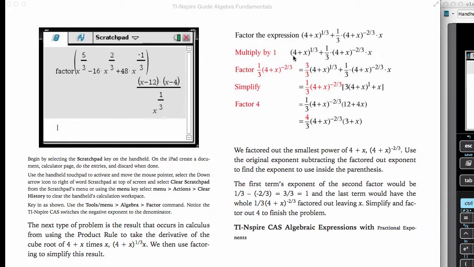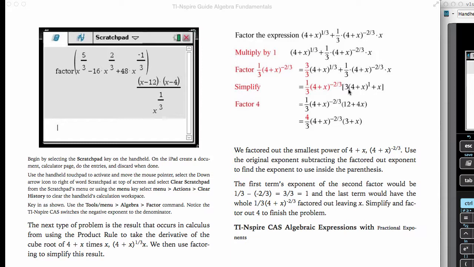So if we multiply the first term by 1 and let it be 3/3, then we can factor out the 1/3. So when we factor out this minus 2/3 and this 1/3, we're left with 3 times 4 plus x to the first. Again, down here we explain these exponents. And when we factor out the negative 2/3, we're left with plus x.